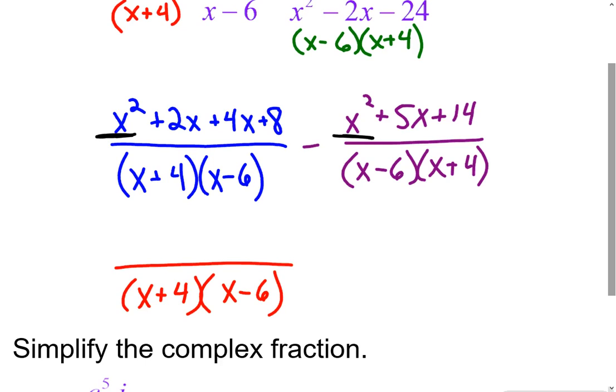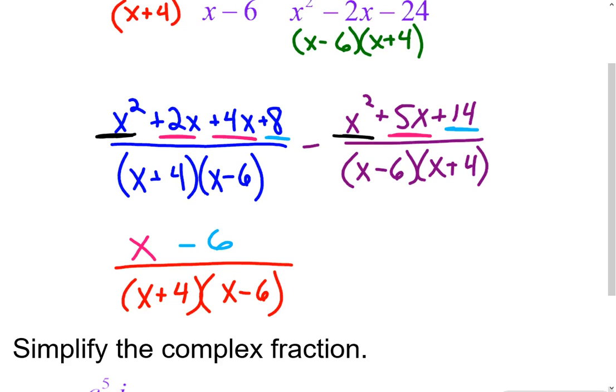Then I'd move on and I'd look at the x terms. I'm going to go 2x plus 4x, that's 6x, but then minus 5x. So 6x minus 5x, this time is x. Try not to make that mistake that I did on that first slide. And then last but not least, we're going to have the constant. So we have 8 minus 14, and 8 minus 14 is negative 6.